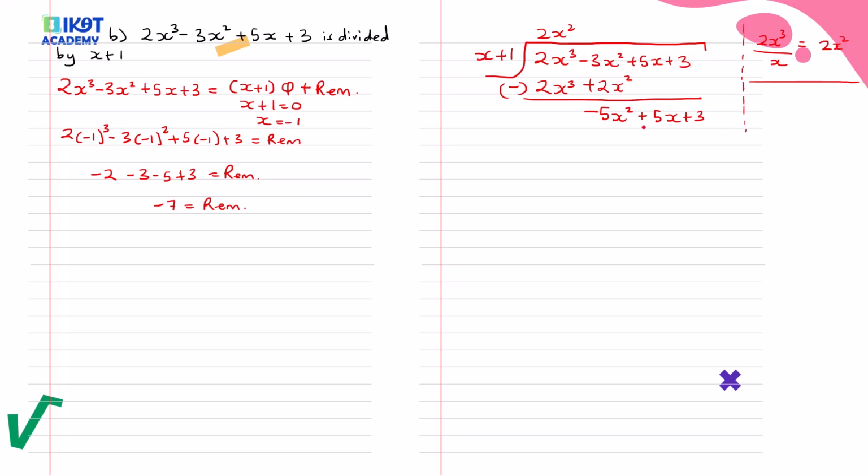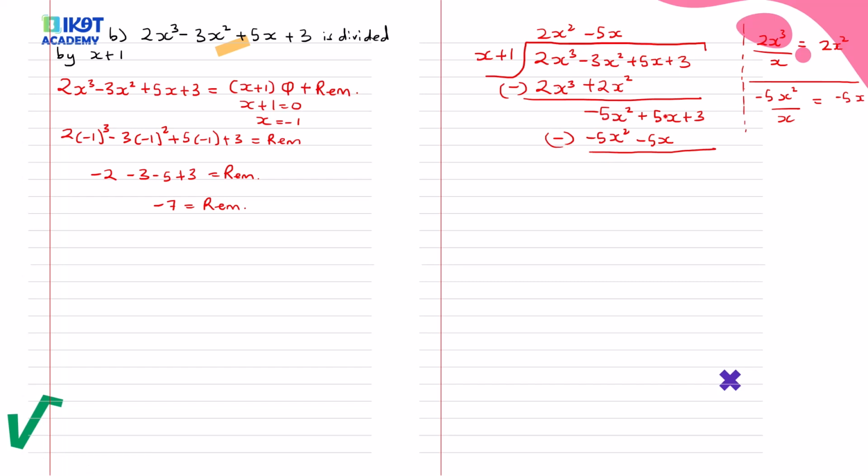Okay, now we have negative 5x squared. We divide it by x. What do we get? Negative 5x. So now I bring a negative 5x. Then I multiply this through here. Negative 5x times x is negative 5x squared. Then negative 5x times 1 is negative 5x. Then I subtract. So negative 5 minus negative 5.